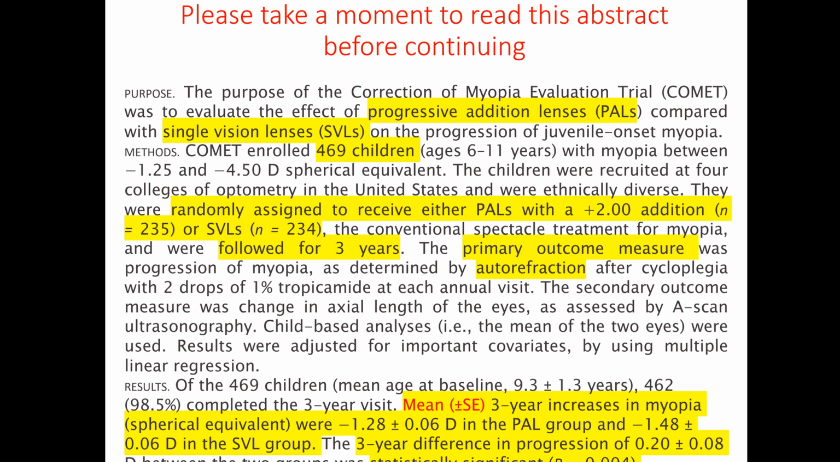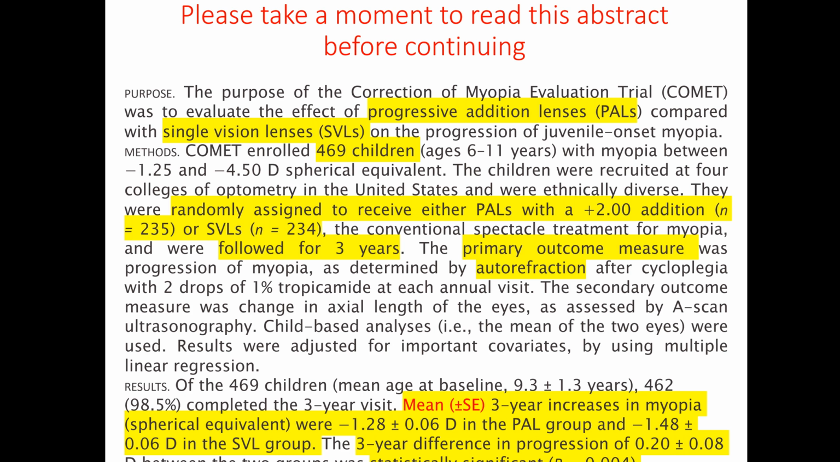The primary outcome measure was progression of myopia as determined by autorefraction after cycloplegia with 2 drops of tropicamide. The secondary outcome measure was change in axial length of the eyes as assessed by A scan. Results were adjusted for important covariates by using multiple linear regression.